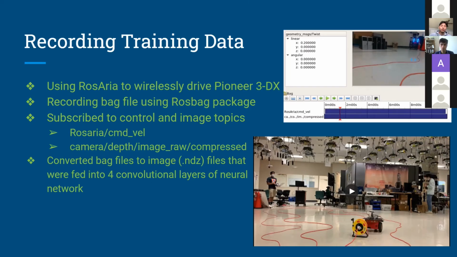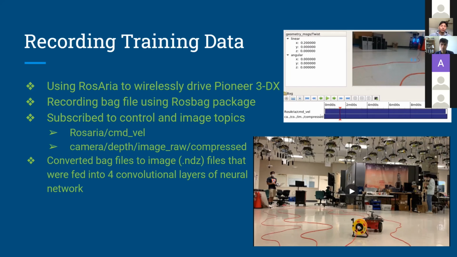And the picture to the right of the control topic, that's the output of the RealSense camera feed. So that's what the robot's seeing as it's driving. And then the bottom, that's just a timeline. So it shows the two topics on the left and then how long the total recording is.